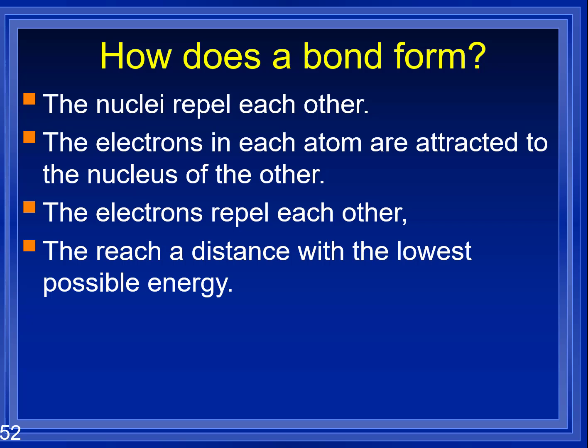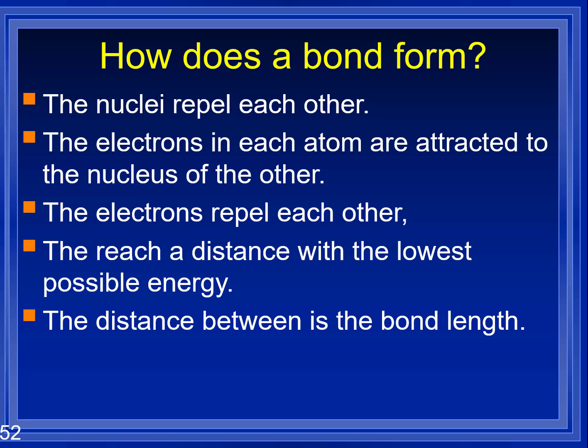As we push them closer, the attraction gets stronger and stronger between the electrons and the nuclei. But once they hit a certain distance, then the nuclei start repelling each other, so you have to push them to get them closer together. Okay? That distance is called the bond length. And that lowest possible energy is the bond energy.